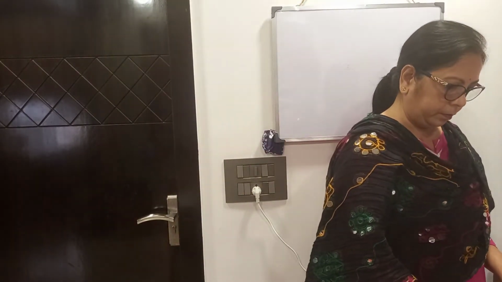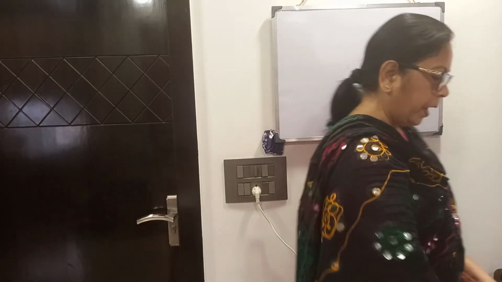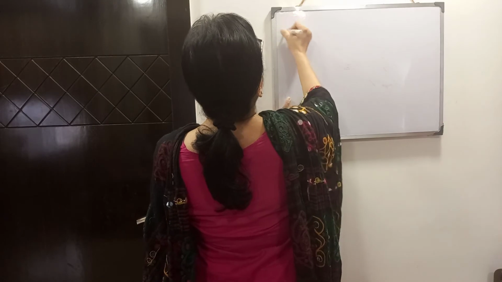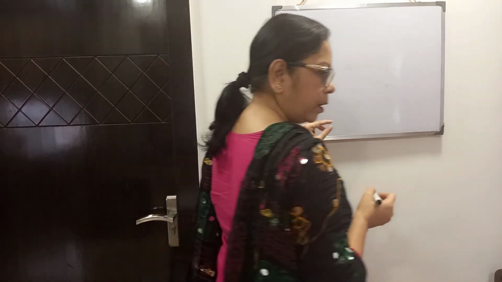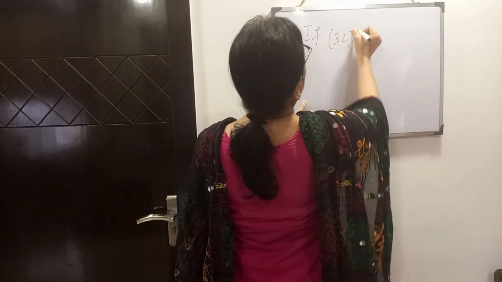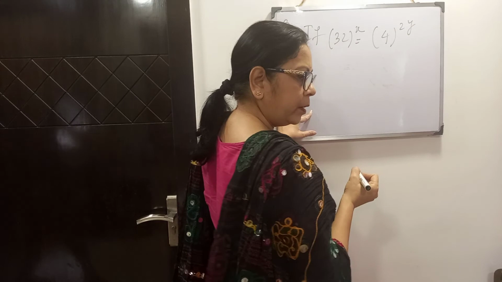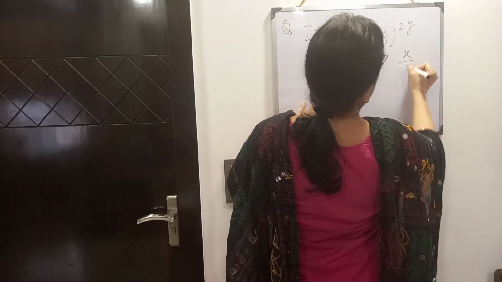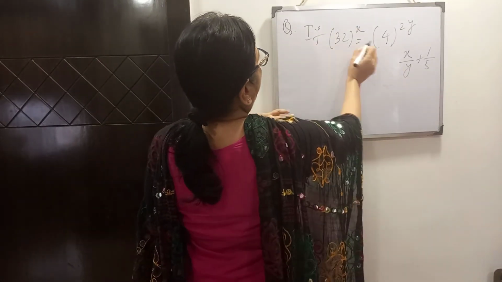Next one is, if 32 to the power x equals 4 to the power 2y, then find the value of x by y plus 1 by 5. Clear? So from here we find out, from here we start.